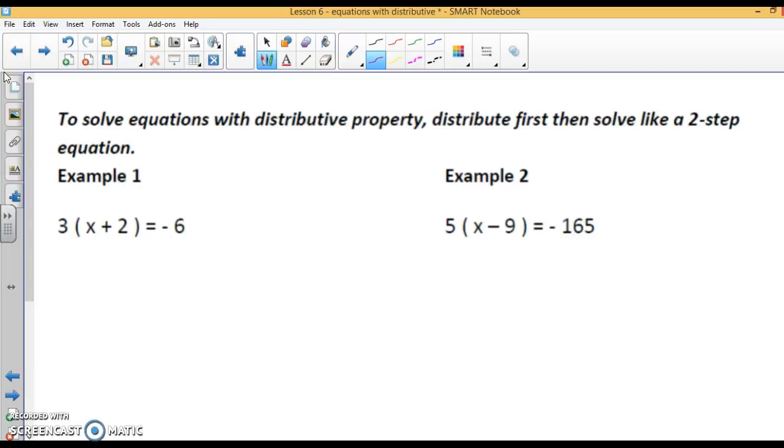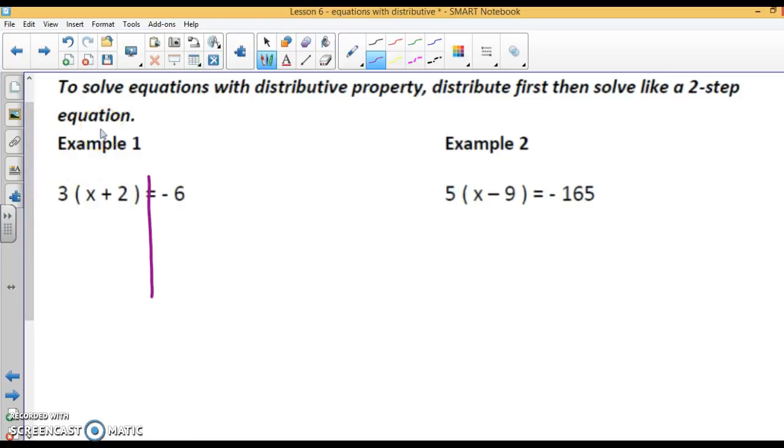All right, now solving with the distributive property. Before you can move anything around, you need to use the distributive property. So 3 times the quantity x minus 2 equals negative 6. I'm going to distribute the 3. 3 times x is 3x. Positive 3 times positive 2 is positive 6, equals negative 6.